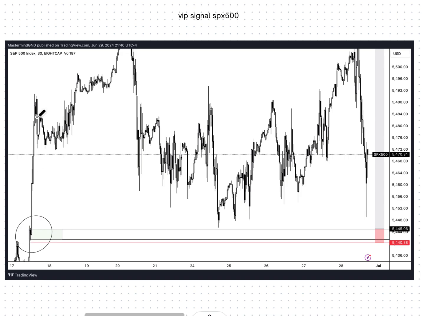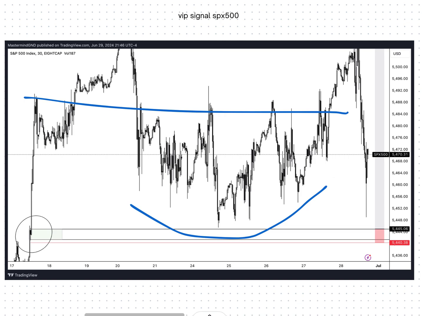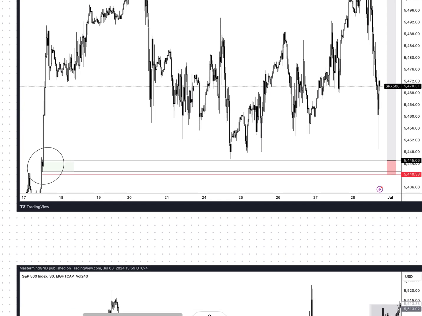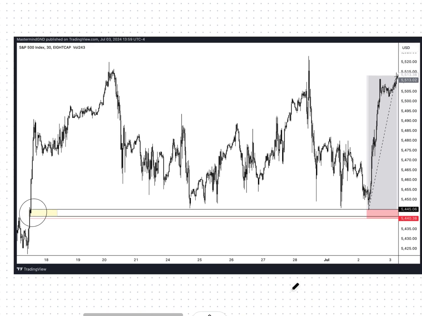Now, since this strong move, the market stayed away for several days. It tried to come close, but it never really tapped into the zone. And eventually we had this buy limit set, and the market eventually wicked the zone and ran into profit, and this trade ran much higher. But that was the setup.